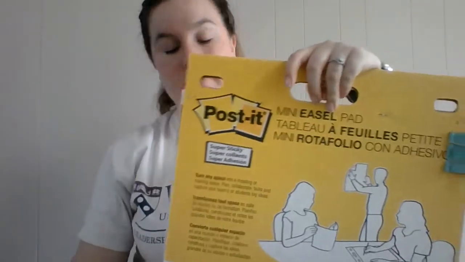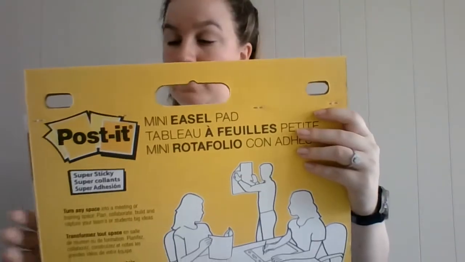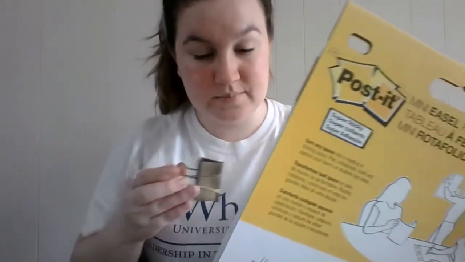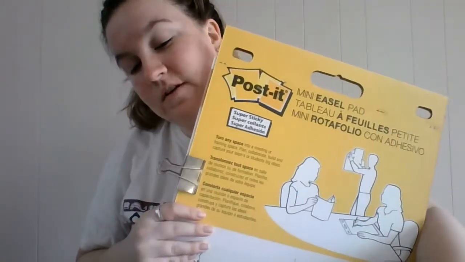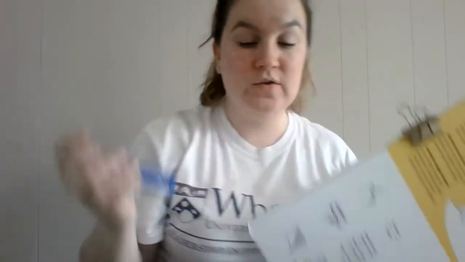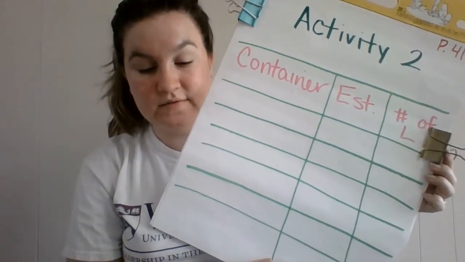So for activity 2, you can see you've got a chart to fill in. So I'm going to do the same with mine. So for step 2, it says estimate how much each container will hold. Write more than 1 liter, less than 1 liter, or about 1 liter on the table. So here's my chart. It's the same thing as yours for activity 2.